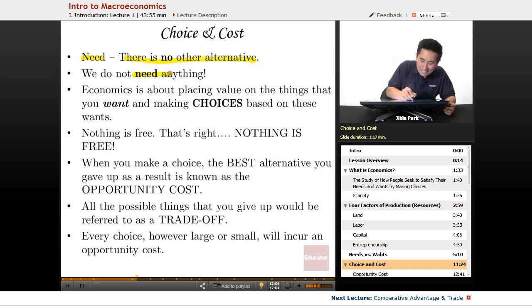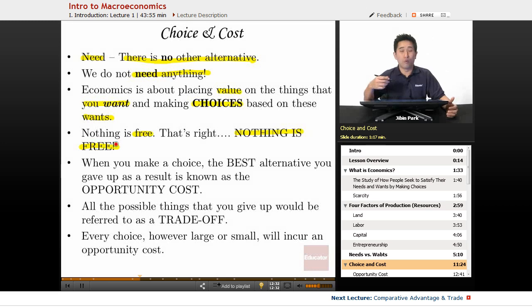So basically, we do not need anything. If you look at that, then it almost frees you up into figuring out, well, we don't need anything, so we want a lot of things, and we make choices based on that. So economics is about placing value on the things that you want, because we don't need anything, and making choices based on these wants. And a corollary to that is that nothing is free. That's right, nothing is free. No matter what you think is free, so perhaps you're watching this lecture thinking that it's free, it's absolutely not. You're giving something up.